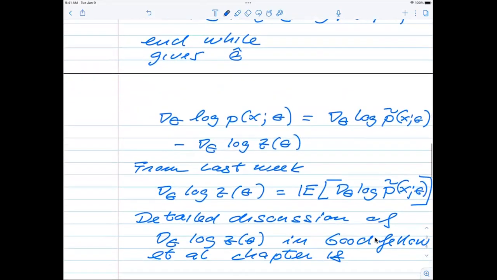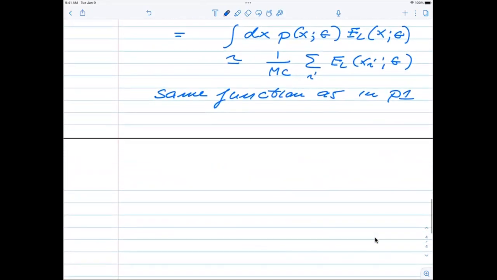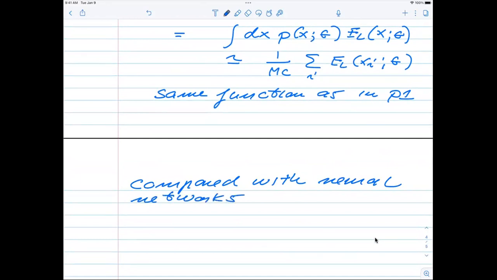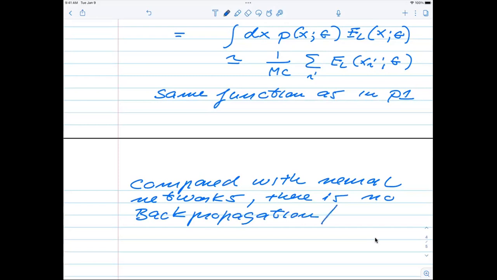And I want to emphasize one thing: compared with standard neural networks, there is no backpropagation. This is the way we typically train a neural network in a standard way, which also means that we don't use automatic differentiation.